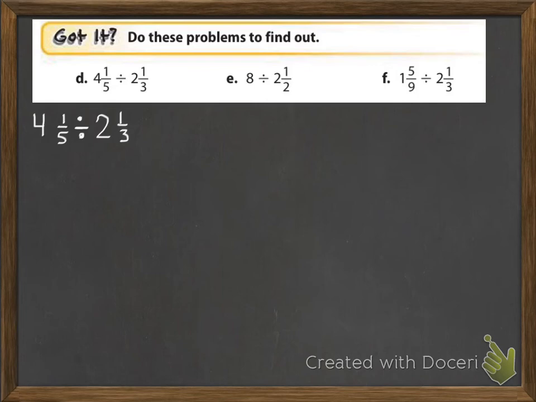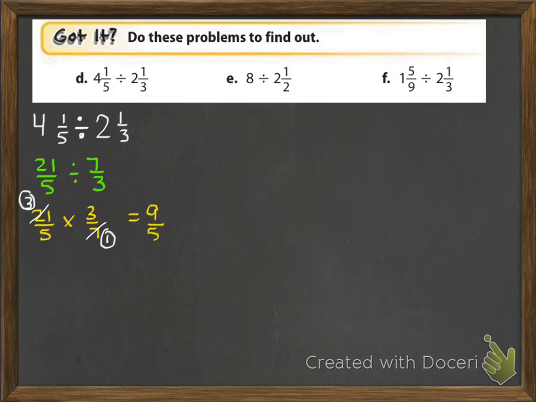5 times 4 is 20, plus 1 is 21, and we have 21/5 divided by 3 times 2 is 6, plus 1 is 7/3. Now we can do our keep flip change, 21/5 times 3 over 7. The 7 and the 21 can both cross simplify. We can divide 7 out of both, so we get 1 here and 3 up top. So now we have our answer here, which is going to be 3 times 3 is 9, and 5 times 1 is 5. And then we need to change that back into a mixed number.